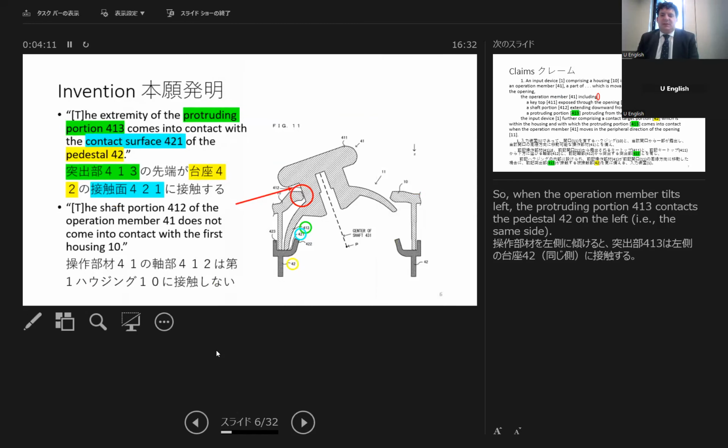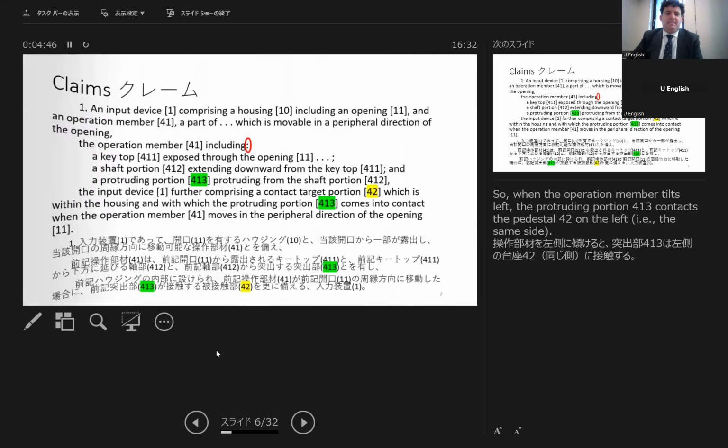And so at the top, you can see the quote again from the solution. And on the right side of the slide, you can see how it does not come into contact. The red portion circling where the key top portion, or the operation member, does not come into contact with the side surface. And you can see how the extremity is touching the pedestal at the bottom of the left side when the operation member tilts to the left.